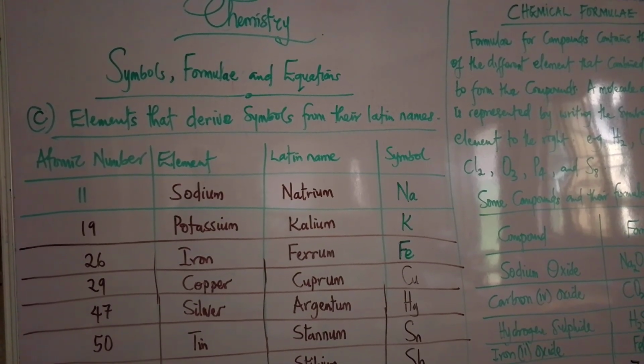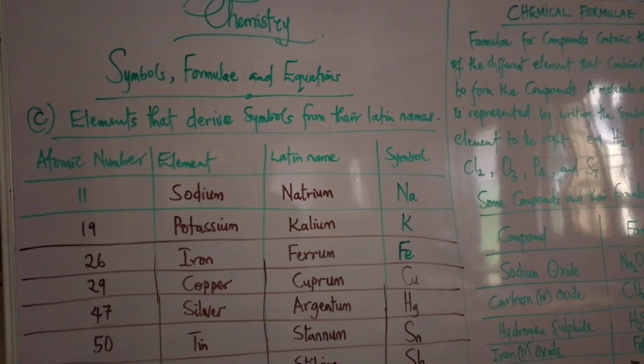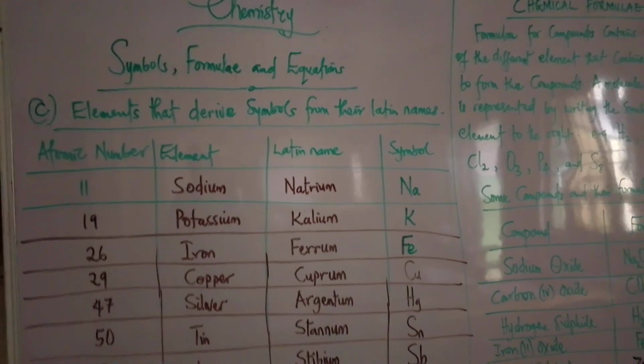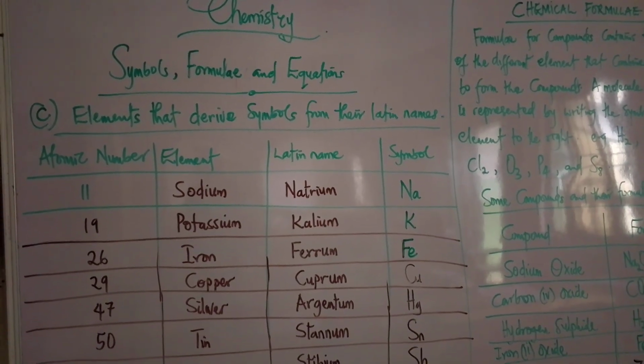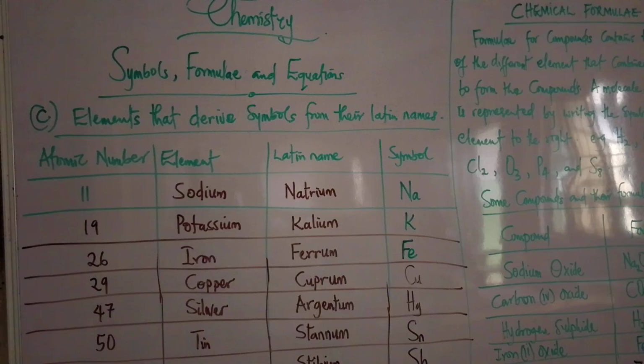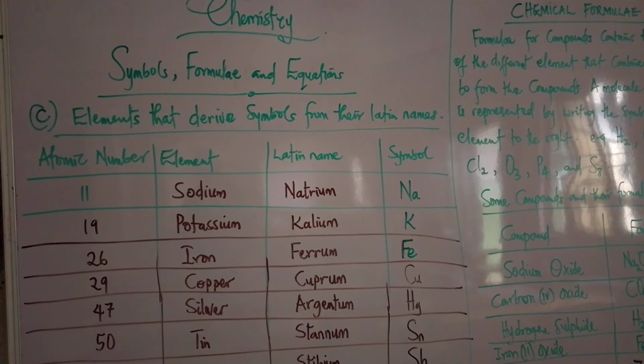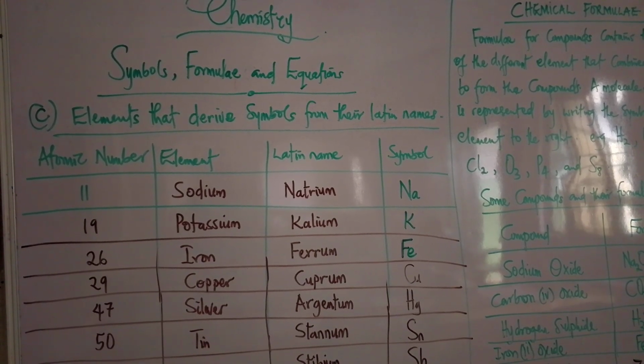Okay, as we continue, the third part is elements that derive symbols from their Latin names. Let's see those elements. The element with atomic number 11 is sodium. Natrium, that is Na. So the Latin name is natrium, and that's where they got the symbol from. Those Latin names gave us their unique symbols.